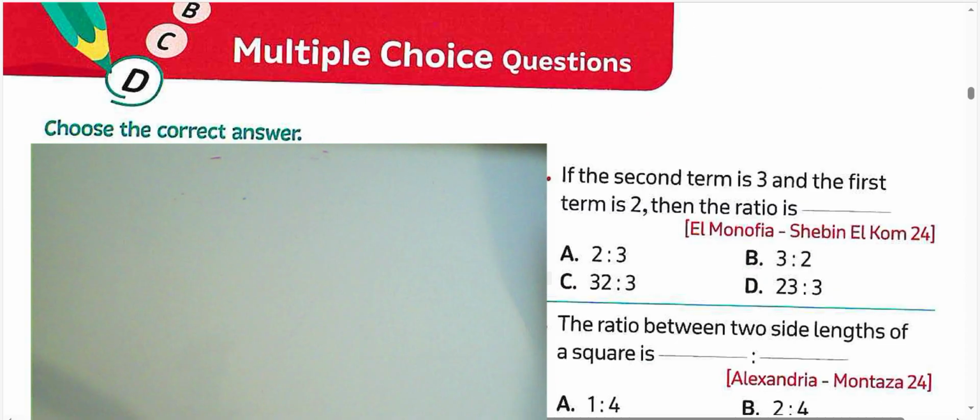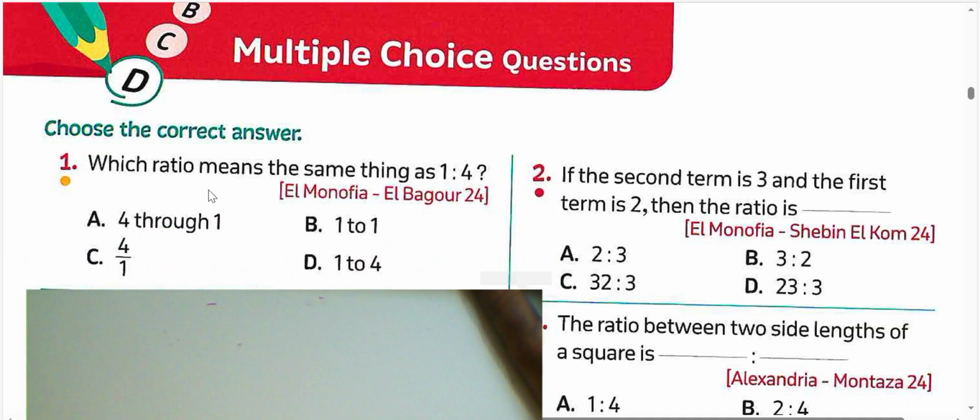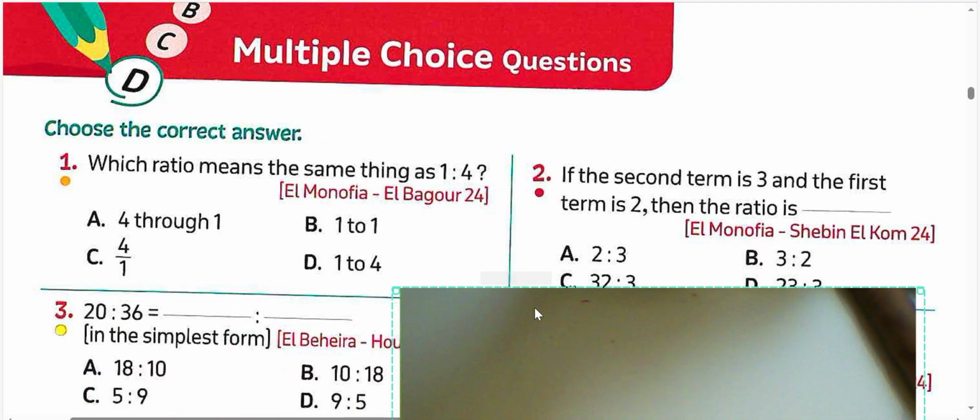Now we will explain multiple choice questions from the book. First, which ratio means the same thing as 1 over 4? 1 to 4. Choose letter D. The solution is letter D.